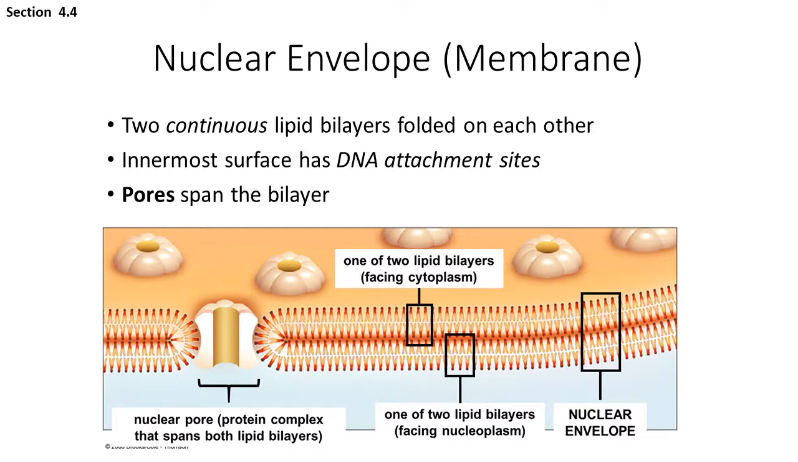The nuclear envelope, or membrane, is two continuous lipid bilayers folded on each other. Continuous, this is different from the plasma membrane. In the plasma membrane, the two layers are two separate layers. They are not folded, so it's one continuous layer.